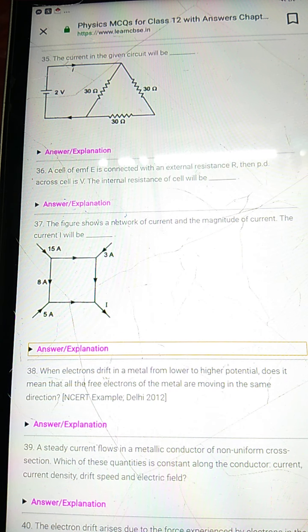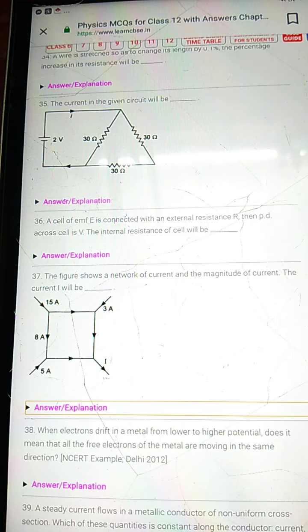Okay. So students, today we discussed some tricky questions, and I hope you will understand all these questions and prepare them.